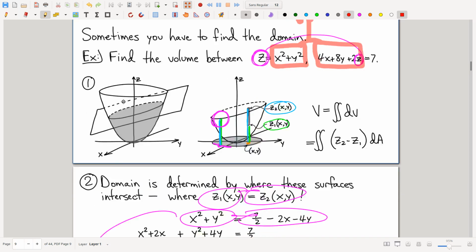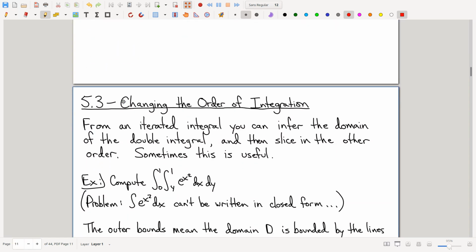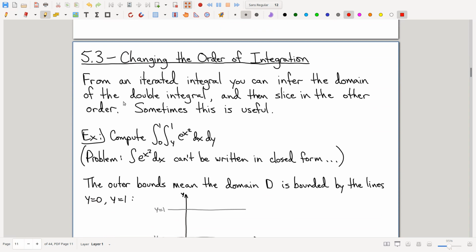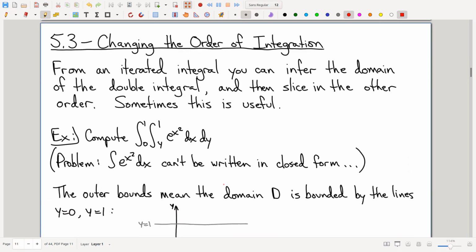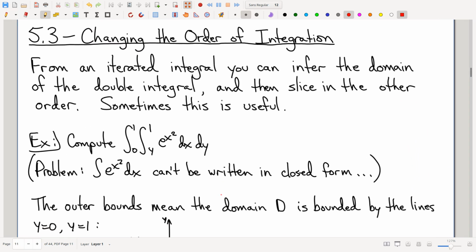Okay, all right, so we're done with 5.2. We're going to be done with 5.3 in about a couple of minutes here. 5.3 is the shortest section in the book by quite a bit, at least in terms of what needs to be said. It's really only one example, not that much to it.